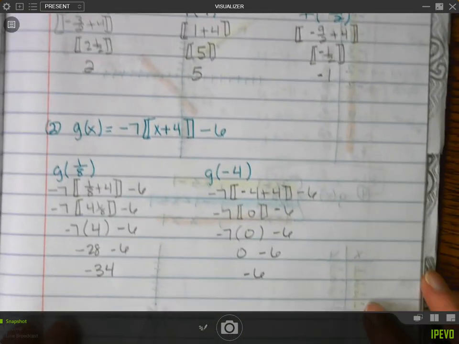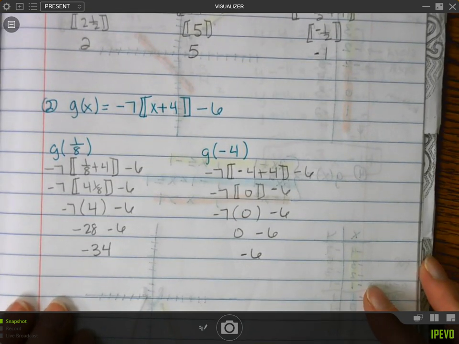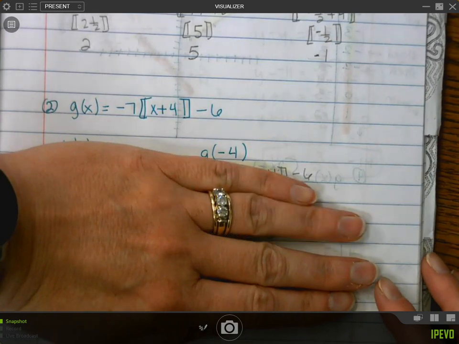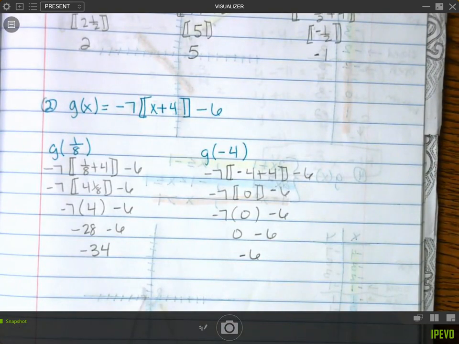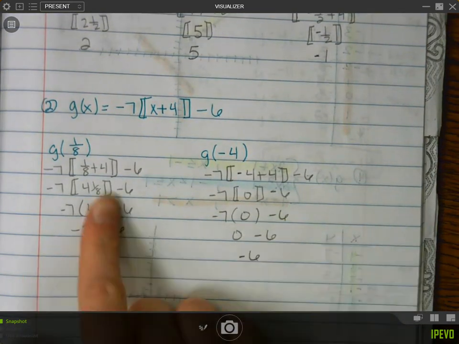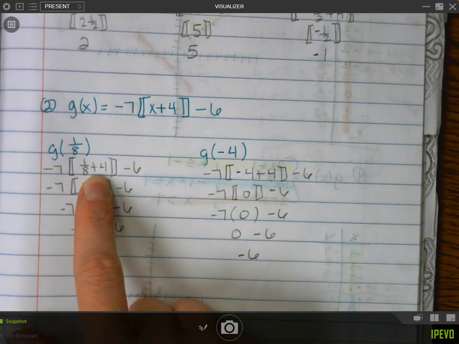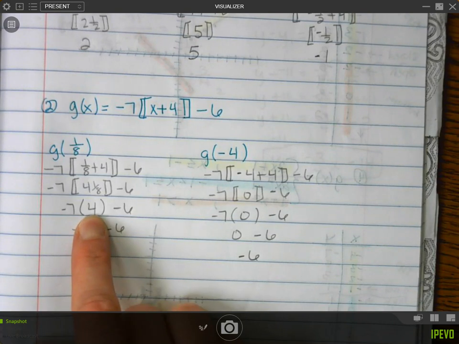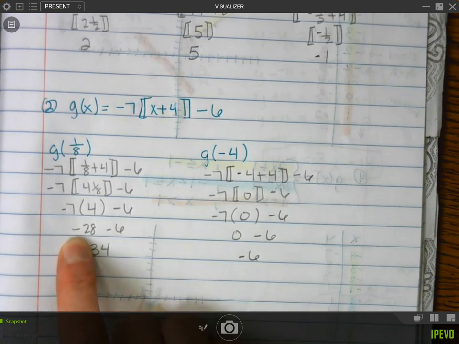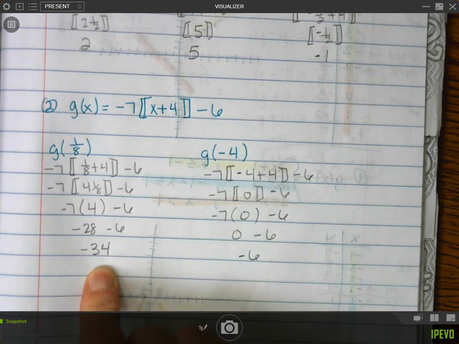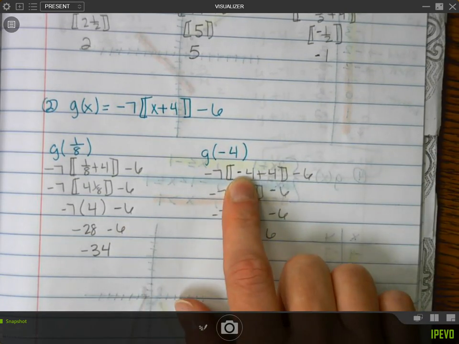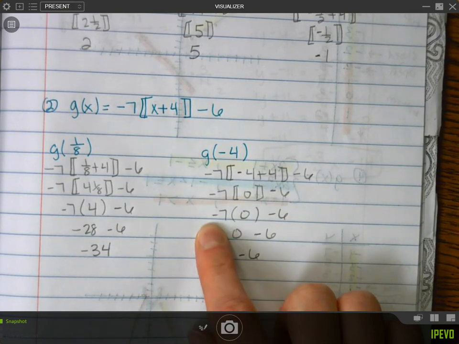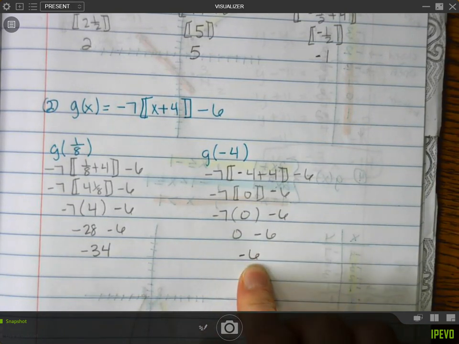All right, next example. I would say pause and try it and then see how you do. Well, don't pause. You can't see. Okay, now pause. All right, so plug in 1/8. So we do 1/8 plus 4, just follow order of operations like normal, so 4 and an 8. Do the greatest integer, and that's just a 4. Then multiply by negative 7 and subtract 6. All right, so we do a negative 4. Negative 4 plus 4 gives me 0. Greatest integer of that is 0. Multiply by negative 7, subtract 6.